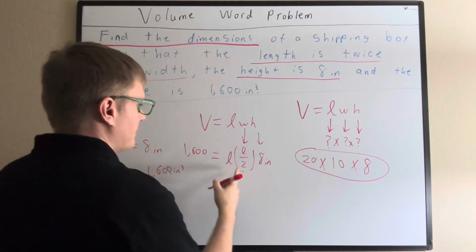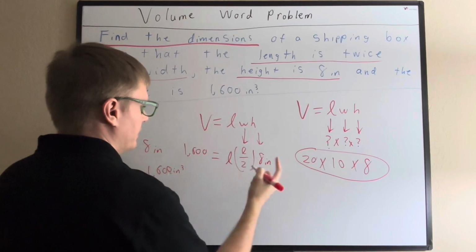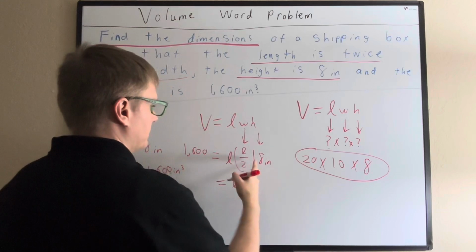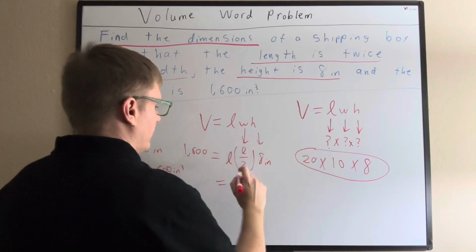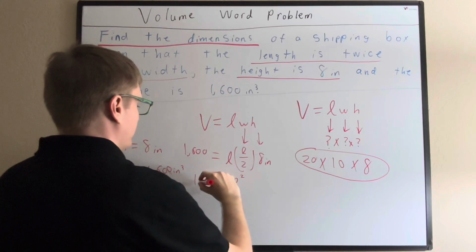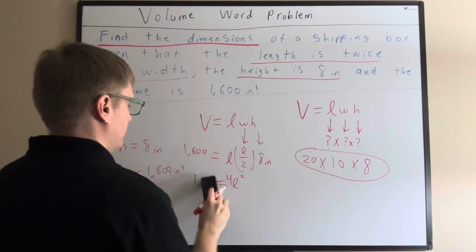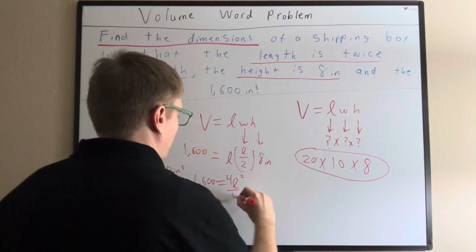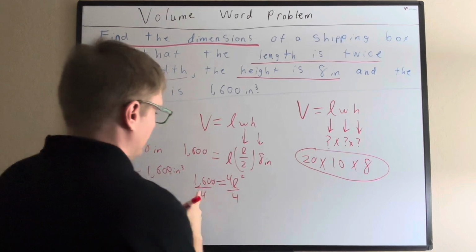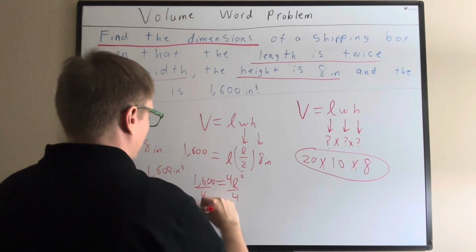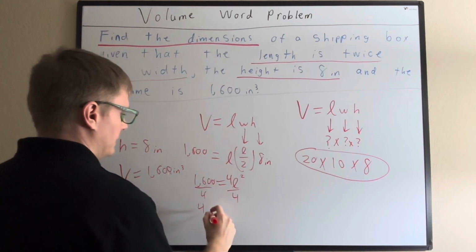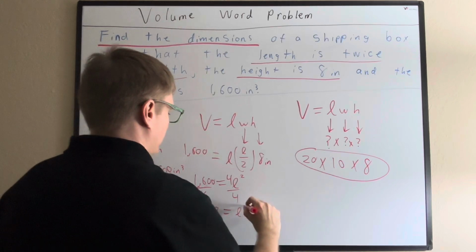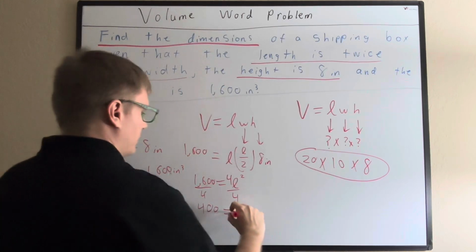Well, with multiplication and division here, it's pretty easy. We just multiply, we get L squared. 8 divided by 2 is 4, so 4L squared equals 1600. Okay. Divide both sides by 4. What do we get? 16 divided by 4 is 4, but we still got 2 zeros left, so that's 400 equals L squared. Square root of both sides.